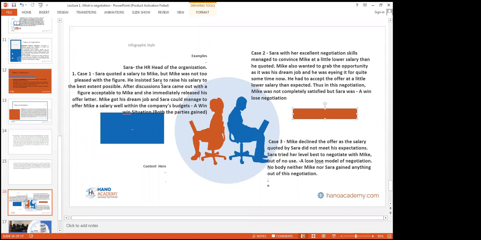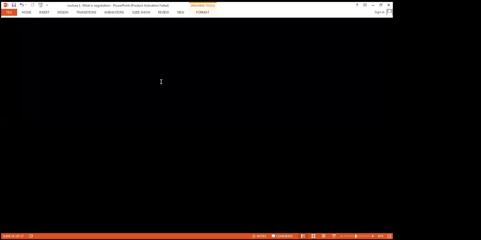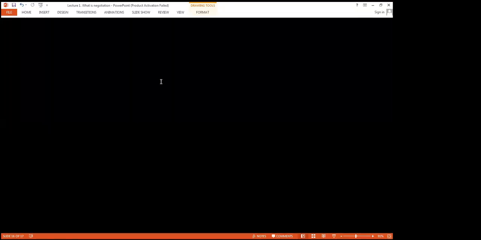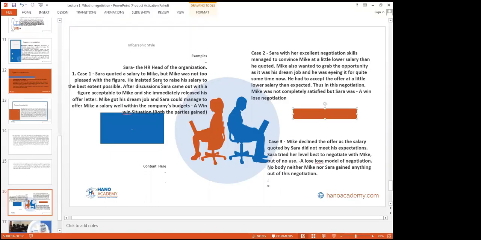So Mike proposed the salary that Sarah discussed with Mike. Then after the discussion, Sarah gave Mike a letter, and that letter indicated the salary that Mike had requested. So if both parties are willing, then that's a win-win situation in negotiation. Then let's look at case two.